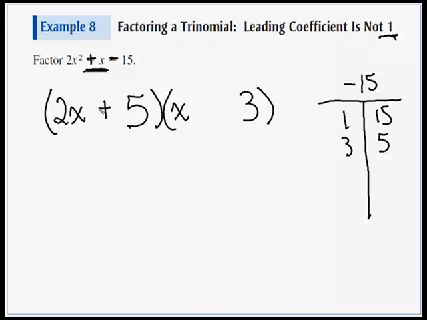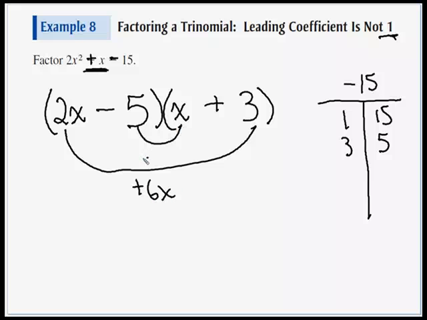Let's see, if I put a plus here and a minus here, I'm going to have my outers and my inners. This would be a -6x and a +5x. -6 plus 5 is -1, and I want a +1. So maybe I just got the signs backwards. Maybe I'll make this a minus and this a plus. My outers add up to a +6x, my inners add up to a -5x, and if I add those together, I get my +1x in the middle.